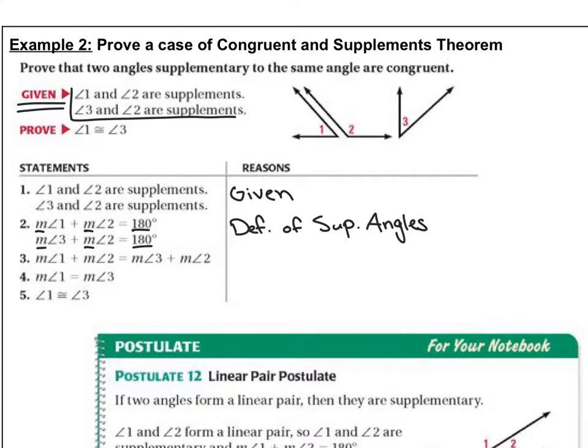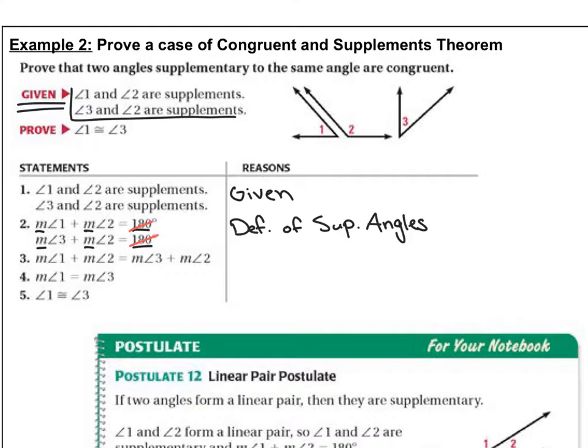Number 3, measure of angle 1 plus measure of angle 2 equals the measure of angle 3 plus the measure of angle 2. Might be a little harder to see this, but notice how we have measure of angle 1 plus measure of angle 2, and then equals 180, and then we have the measure of angle 2 plus the measure of angle 3. Notice how what we kind of did here is we took what those 2 statements had in common and we crossed them out.